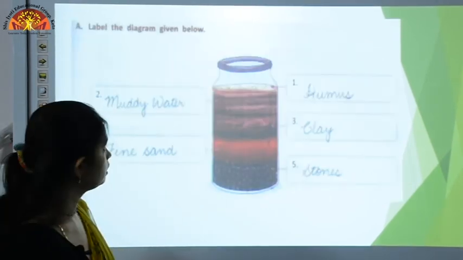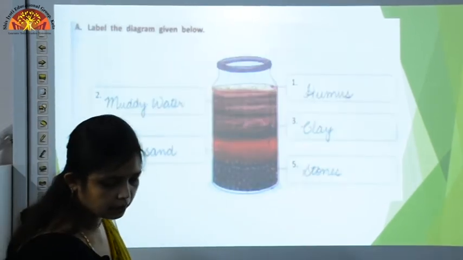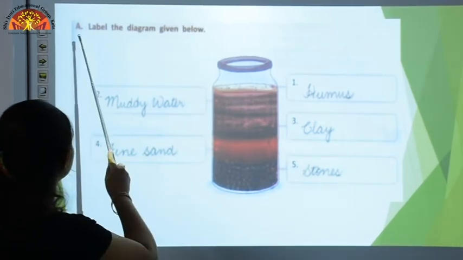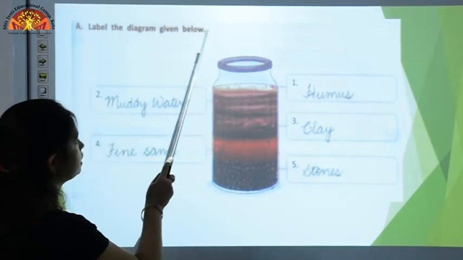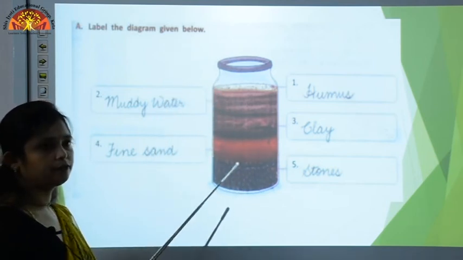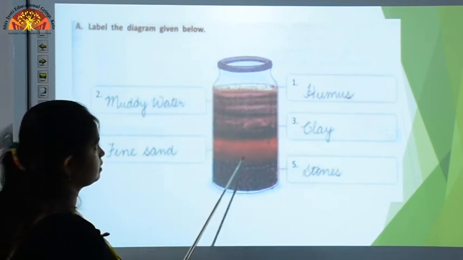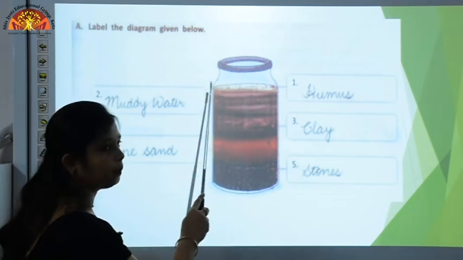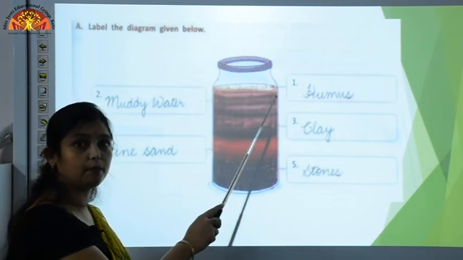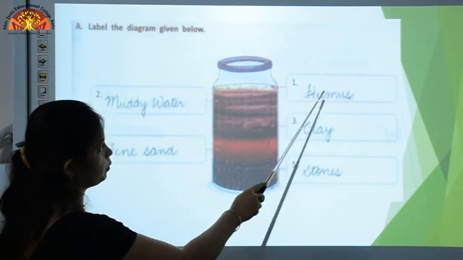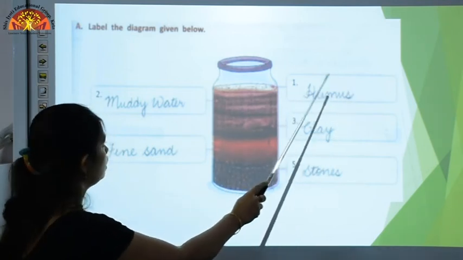Now we come to the next exercise. It's given on page number 37. So come to this exercise number A, label the diagram given below. Now have a look at the diagram shown here. We have to mark the different labels in this diagram. So this is the topmost layer of the soil, which contains the remains of dead plants and animals. So it is humus. So we will write humus in the first label.